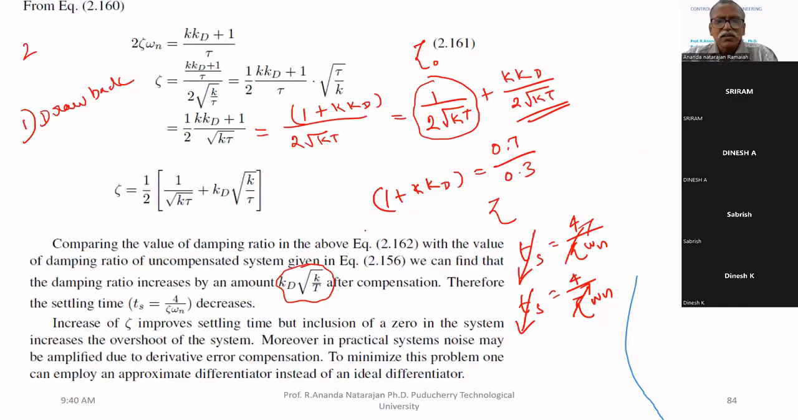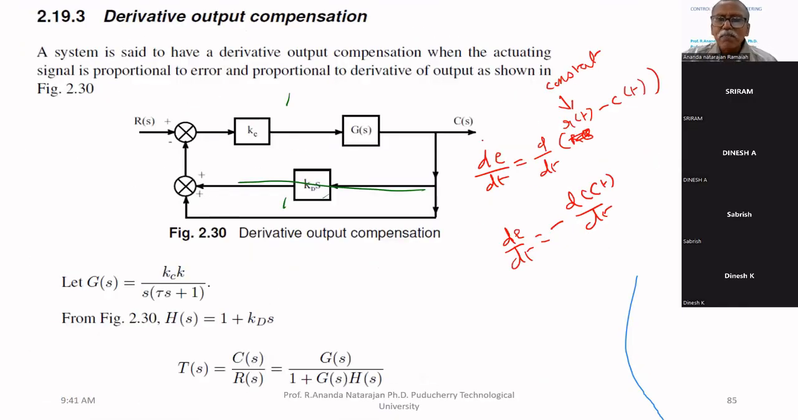So what we can do is, instead of amplifying error, we can amplify C, because most of the time r of t is constant. de/dt can be written as d by dt of r of t minus c of t. Since it is constant, if we differentiate this, it becomes 0. Therefore, de/dt equal to minus dc by dt. So instead of putting the derivative compensator here, KDS, we remove that and we put it from the C of S. So that is called derivative output compensation. The effect is same.